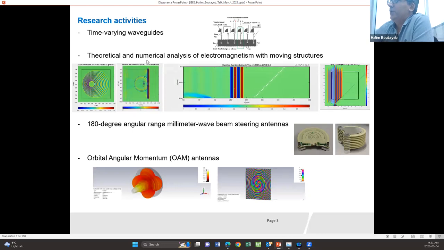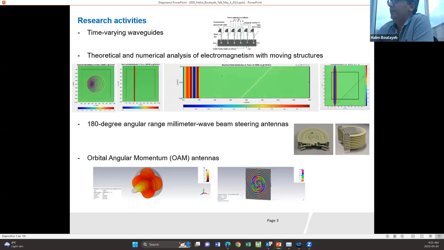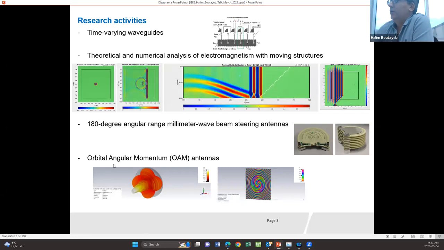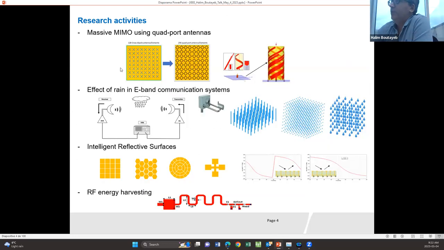This is our research activities. We work on time varying waveguides, theoretical and numerical analysis of electromagnetism with moving structure. And this is the subject of this presentation. 180 degree angular millimeter wave beam steering antennas, orbital angular momentum antennas. We also work on massive MIMO using quadruped antennas, the effect of rain in E-band communication systems, intelligent reflective surfaces, and RF energy harvesting.